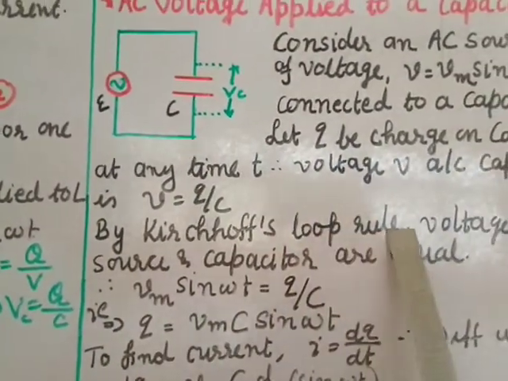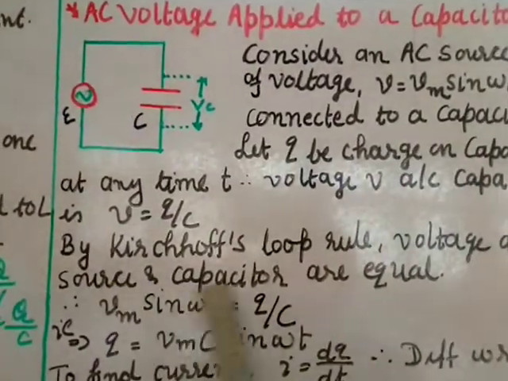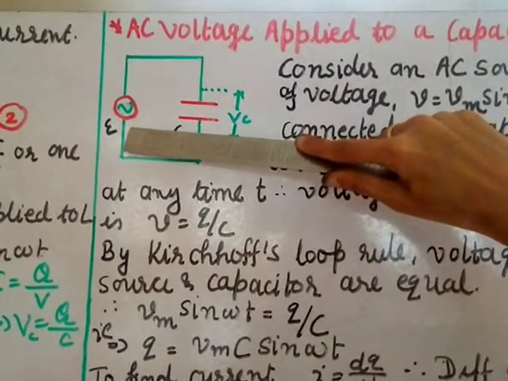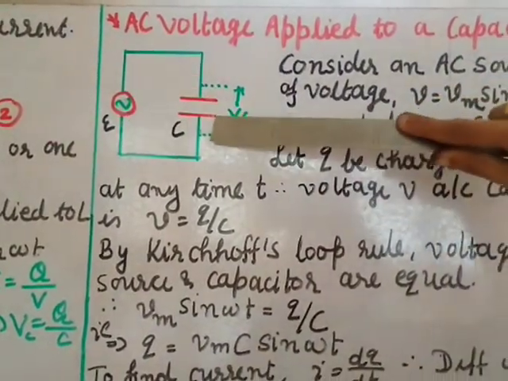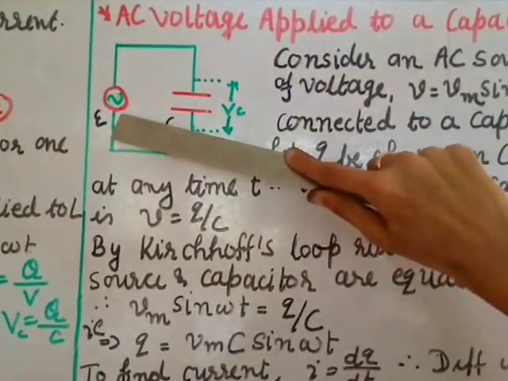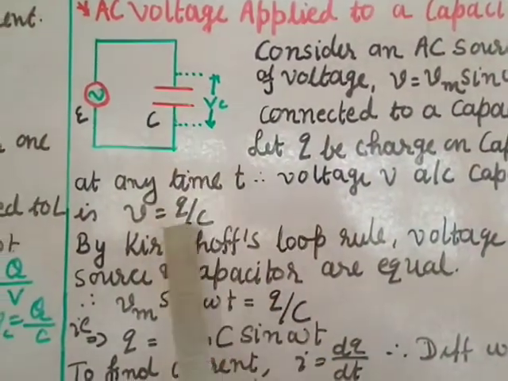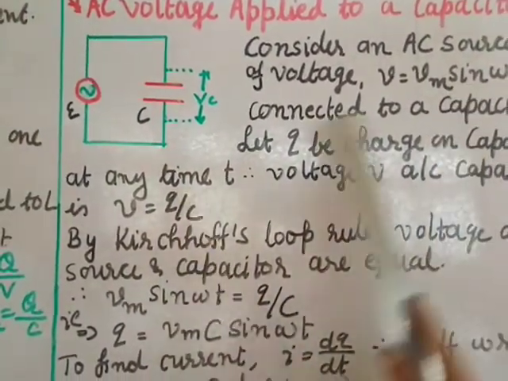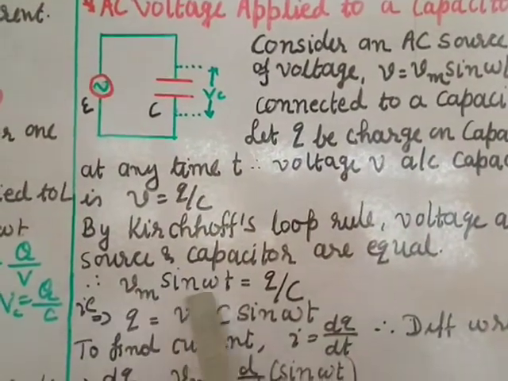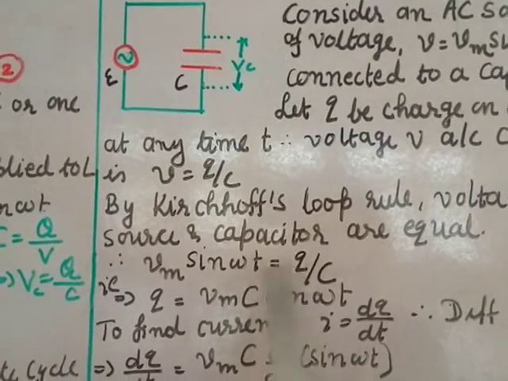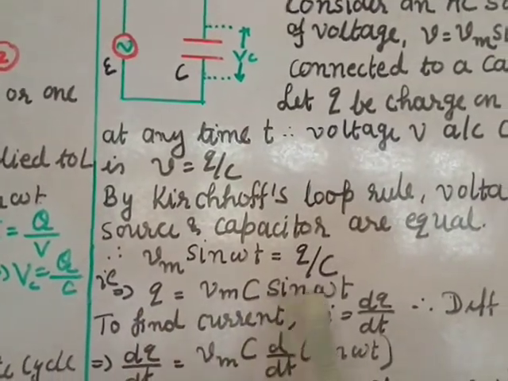By Kirchhoff's loop rule, voltage across source and capacitor are equal. So Kirchhoff's loop rule says the voltage across the source and the capacitor are the same. That means across this source is Vm sin omega t and across this capacitor is q by C. So these two are the same, so we shall equate these two. So Vm sin omega t is equal to q by C. Transfer C here, so you get q is equal to Vm C sin omega t.